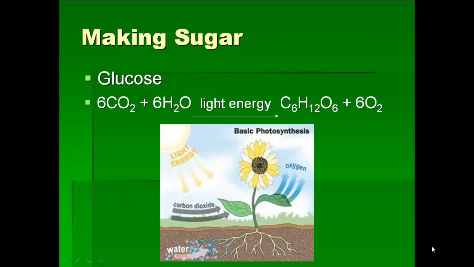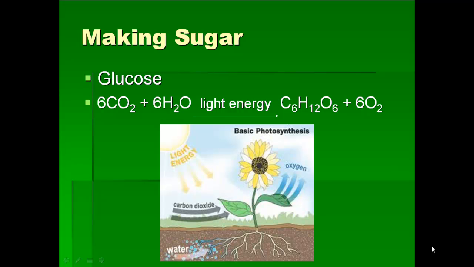The light energy captured by chlorophyll is used to form glucose, a simple sugar that plants use for food. As a result, plants give off oxygen gas, which is O2. Photosynthesis can be summarized by this chemical equation: 6 molecules of carbon dioxide, CO2, and 6 molecules of water, H2O, plus light energy, are needed to form 1 molecule of glucose, which is C6H12O6, and 6 molecules of oxygen.